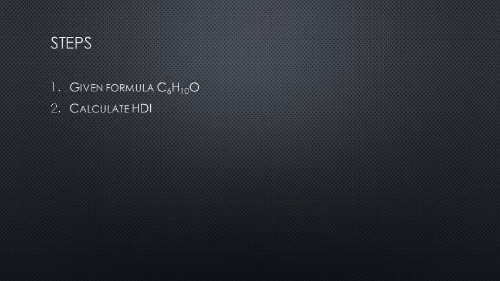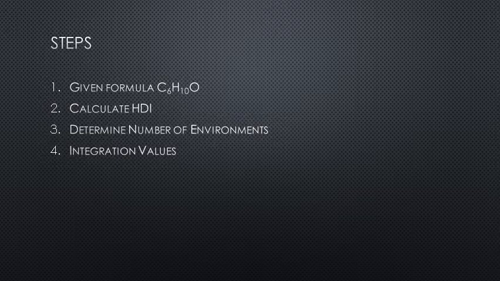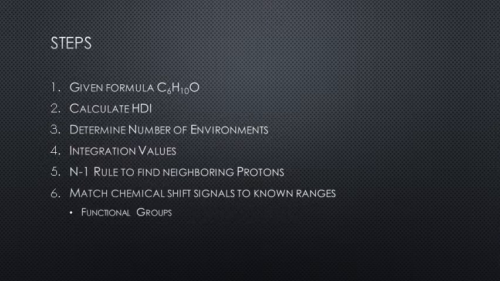Now, the steps for finding out your structures through your proton NMR. So you'll have your given formula, and in this case we're going to use C6H10O. Then you're going to calculate your hydrogen deficiency index, followed by determining your number of environments. Then you're going to figure out your integration values. You're going to use your N-1 rule to find the number of neighboring protons. And then finally, you're going to match the chemical shift signals to some known ranges.